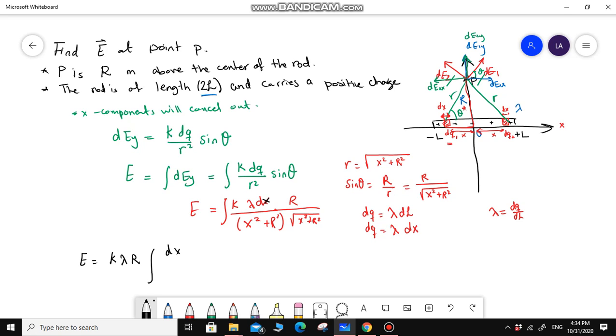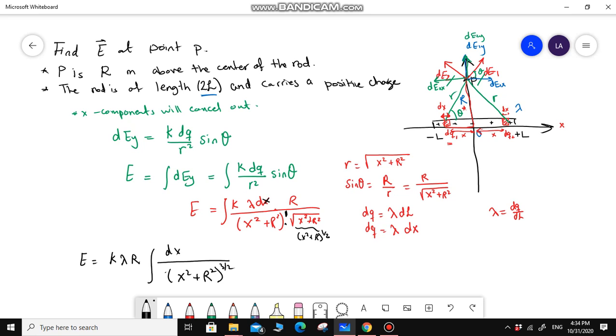dx divided by, notice that this one can be rewritten as x squared plus r squared to the power of half, and this one is to the power of 1. So if I add both powers, I will get x squared plus r squared to the power of 3 over 2. So 1 plus half is just 3 over 2, as I am multiplying the same base and adding the powers.